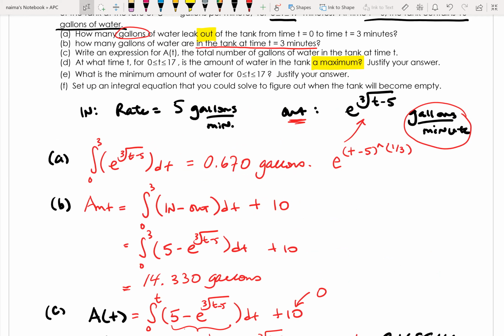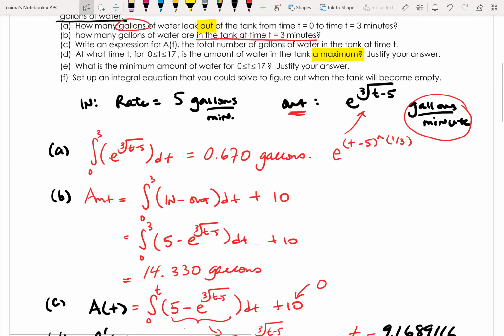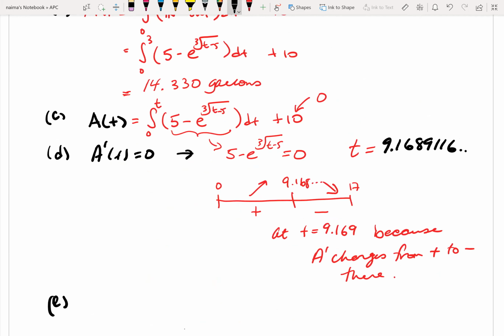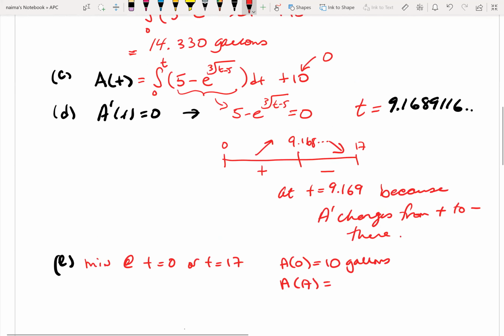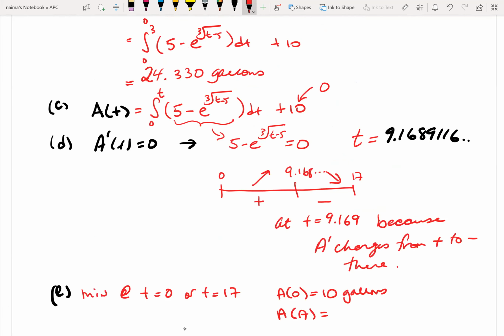Now this is longer than your typical AP exam. It probably would have only had like 4 options here, but I figured we should cover all of them just in case. So we've got E. What is the minimum amount of water? Justify your answer. In case they ask you instead for the minimum amount of water, you can see that the minimum would happen at either t equals 0 or t equals 17. So we would have to find my amount in gallons at 0, which was 10 gallons, and my amount at 17, which is again going to be an integral. Oh, I think I forgot to add the 10 for that one way back.